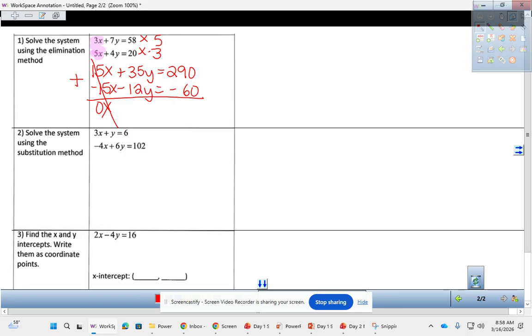So now I don't have to worry about the x anymore. So 35y plus 12y is 23y. And 290 plus negative 60 is 230. And if we divide both sides here by 23, we end up with y equals 10. The solution to a system is a coordinate point, okay? So from here, I need to find the x value.